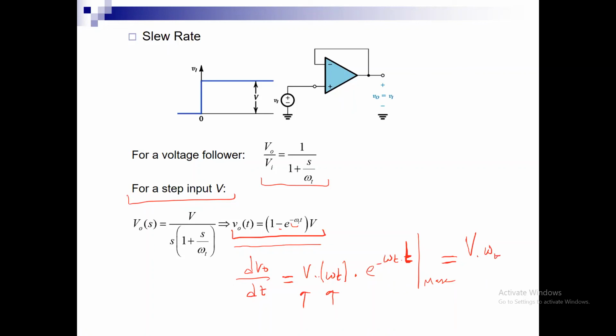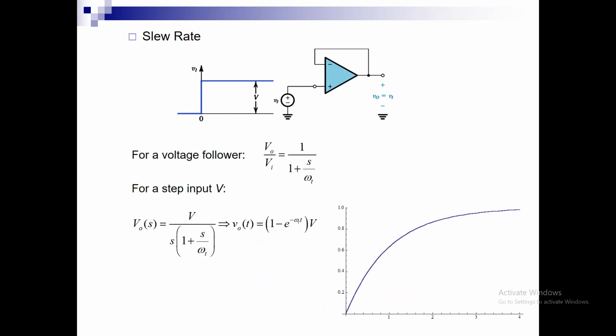So this means that the dVO by dt max depends on the magnitude and on the unity gain frequency, right? Now this quantity I have to compare to the criteria SR. If I have here how it is supposed to look, I will start from 0, and as t tends to infinity, I will reach the value V, right? At t equals 0 it evaluates to 0, and as t tends to infinity this term goes away and I end up reaching V. So this is how my curve will look.